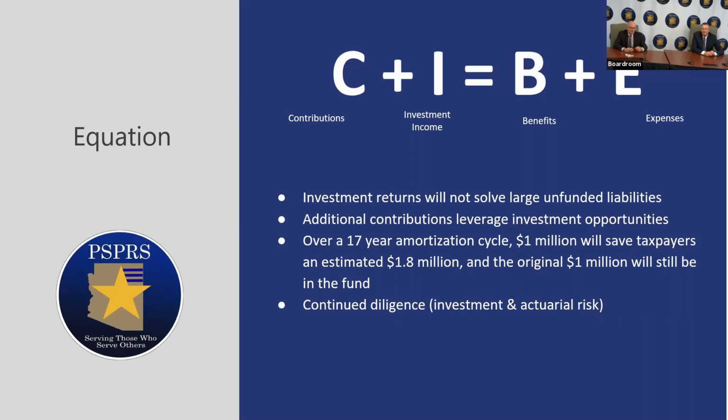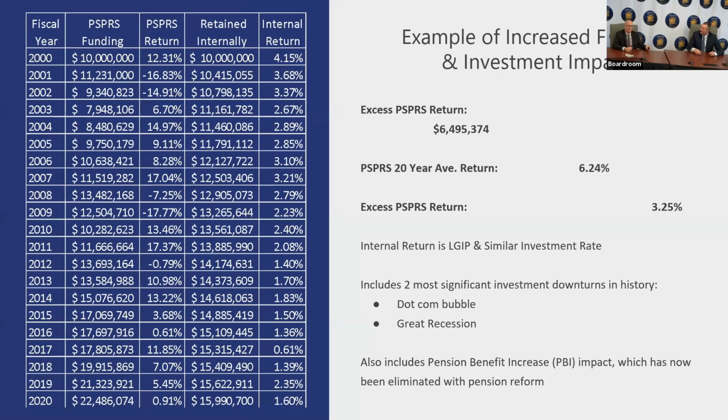And if we do get these large contributions in and pay down the unfunded liabilities, we can't emphasize this enough, it's not done. It needs continued due diligence. We need to look at investment risk, actuarial risk, and manage these for the long term to make sure that it's what works for all of the stakeholders of the system. With that, I'll turn it over to Clark.